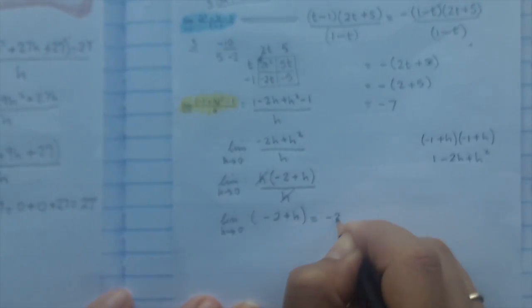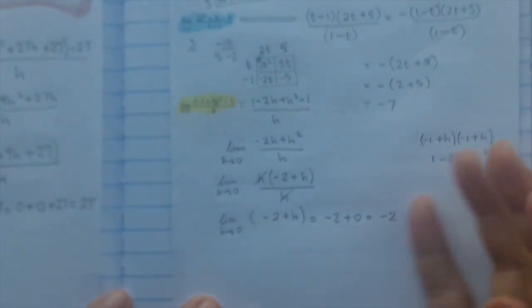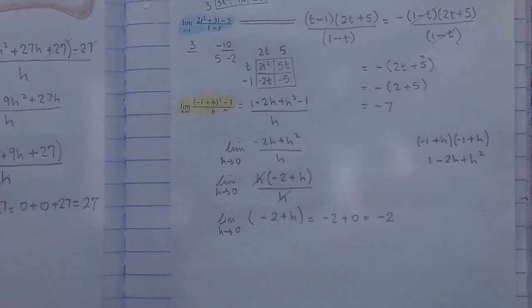Is equal to negative 2 plus 0, which is equal to negative 2. That's it. Let's go ahead and practice.